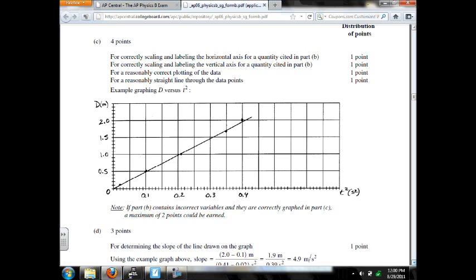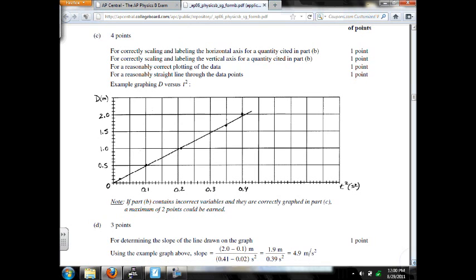So it's 1 point for the horizontal axis, 1 for the vertical axis. 1 point for reasonably correct plotting of the data, because your data points should be correct. And then a straight line through the data points. Use a straight edge, the side of your calculator, and on the AP, draw a straight line. Again, it's pretty easy, 4 points, especially if you can identify the 2 variables, t squared and d, that give you a straight line.